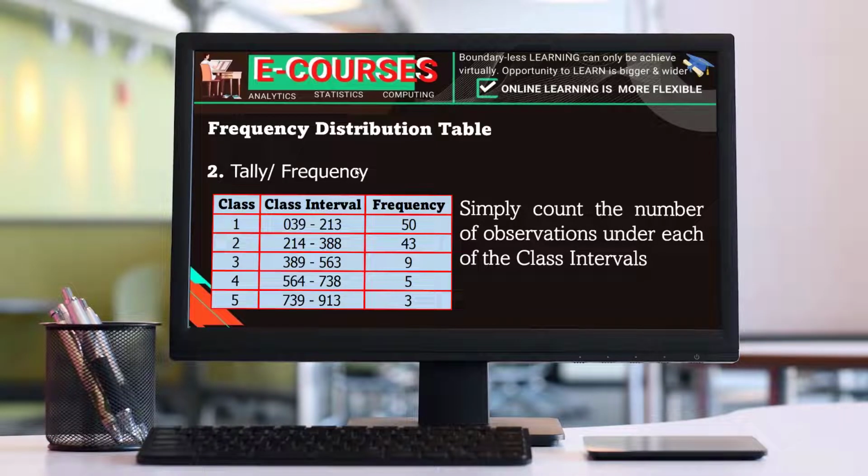The second component is the tally or the frequency. This is the count of observations under each of the class intervals. For the class interval of 39 to 213, there are 50 individuals or records. For 214 to 388, there are 43 records. For 389 to 563, there are 9 records. For 564 to 738, there are 5 records. And for 739 to 913, there are 3 records. So that is the second component, the frequency.